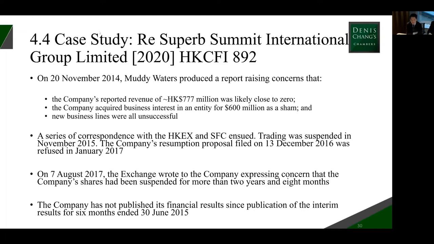The first is Superb Summit International Group Limited. The reason for referring you to this case is that, first of all, there are only very few cases relating to delisting decisions after the change of framework to the listing review committee. And this seems to be the first case which ended up with a written judgment.